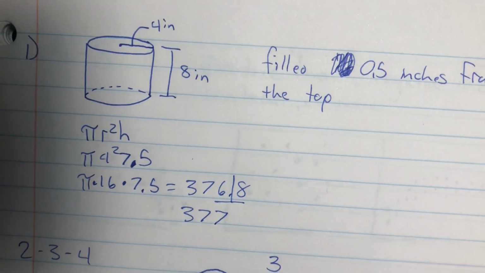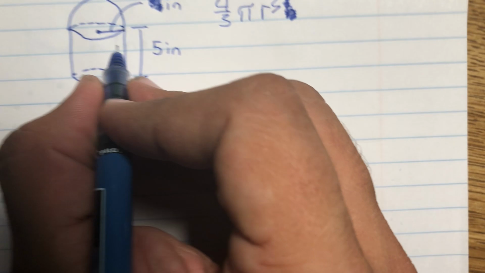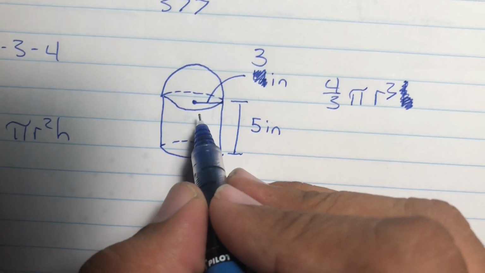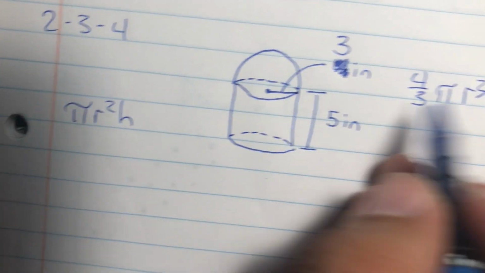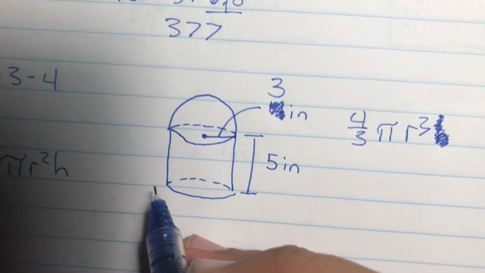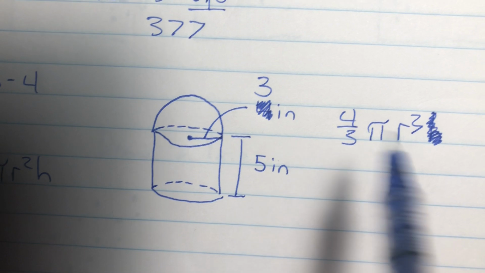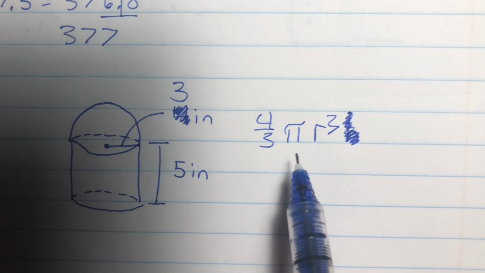Now, the shape below is a cylinder with a half circle on top. So what we're going to be doing is the volume of the cylinder, then the volume of the sphere, and then we're going to add them together. Make sure you realize that this is a half sphere. So when we're done with this equation, we have to divide it by 2.